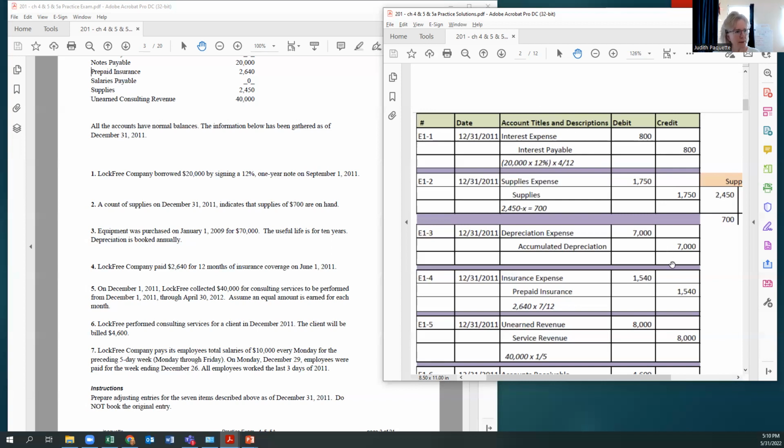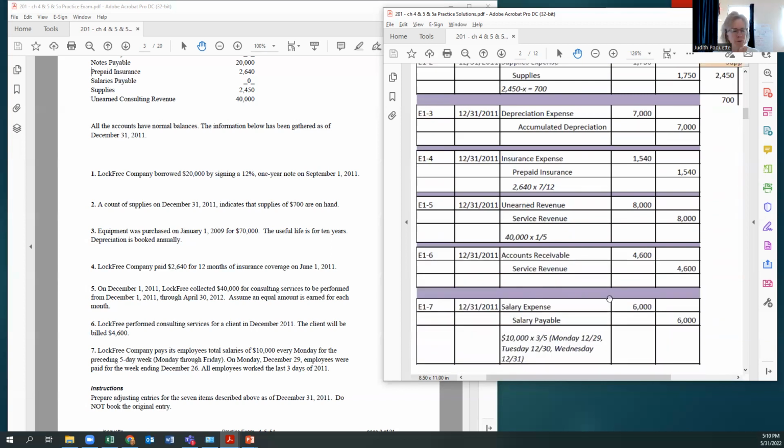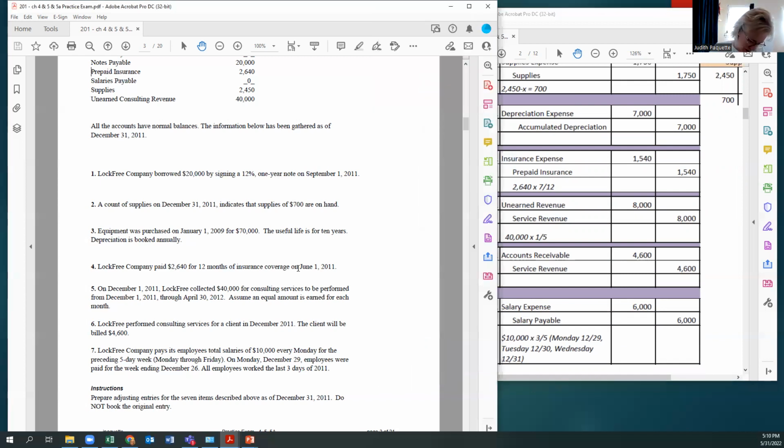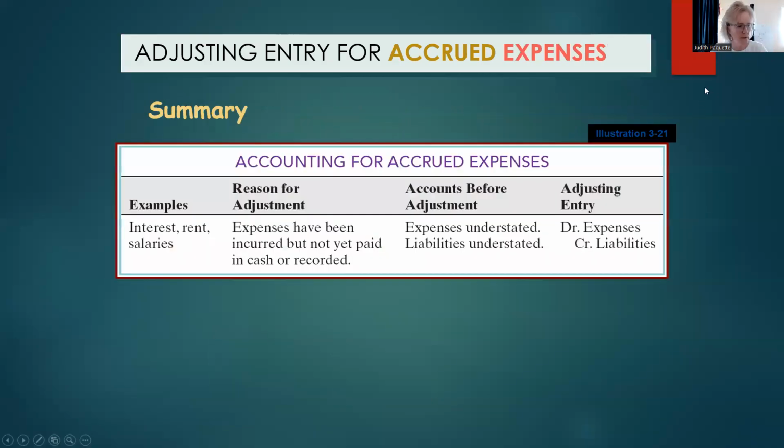So interest expense and salary expense are probably the most complex. If you get stuck, just get that journal entry there and you will get half credit. All right. Okay. So that takes care of adjusting journal entries. And now for perpetual and periodic, let's do a cheat sheet on that one.